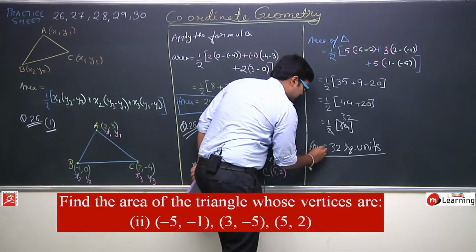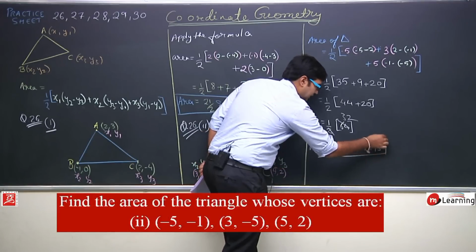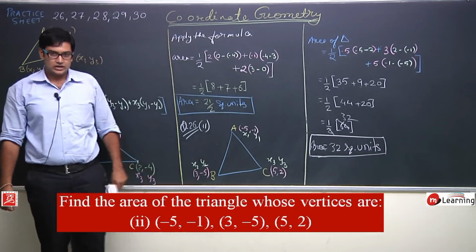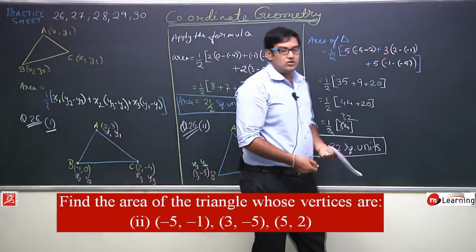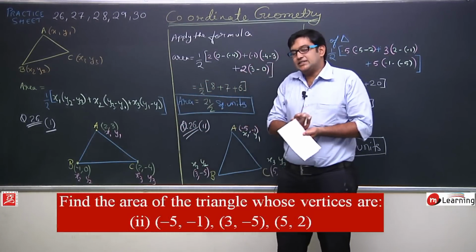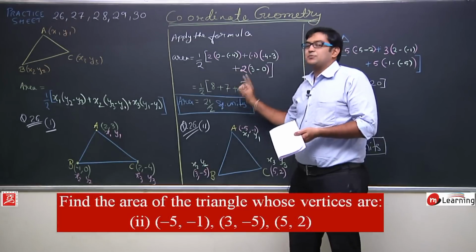Okay, this is the most important, as I have said. This is the area of the triangle. This is the area, 32 square units. Okay, so in this way you need to apply the area of the triangle. Okay, this is the formula. It's a very simple formula. Just the difficulty that you face is to apply this properly.